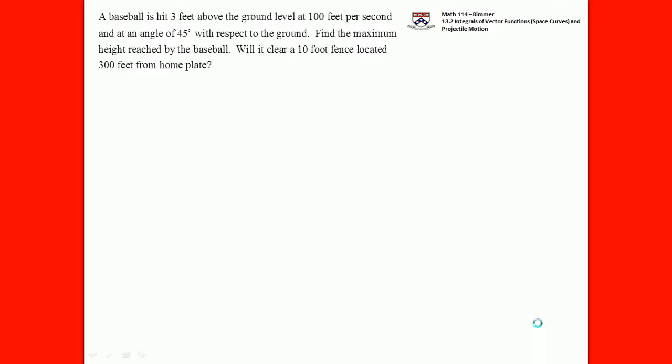Okay, a baseball 3 feet above the ground is hit with 100 feet per second as the initial velocity, and for some reason we're able to measure and say it's at an angle of 45 degrees. We can answer a lot of questions. Here's two that we're interested in. Well, what's the maximum height reached by the ball? And if the fence is 300 feet away and the fence is 10 feet tall, will it clear the fence?